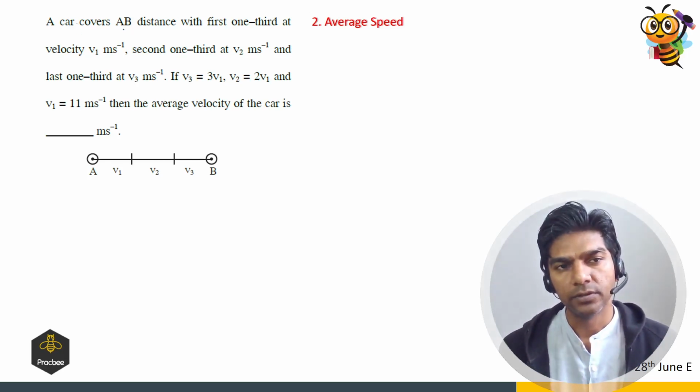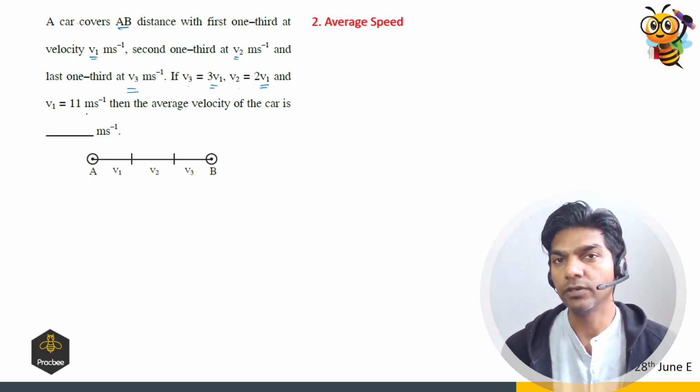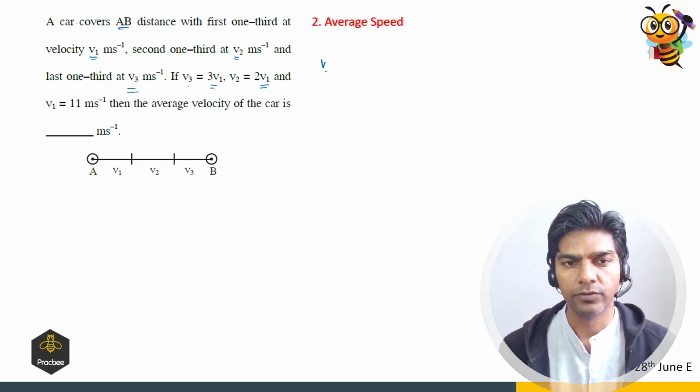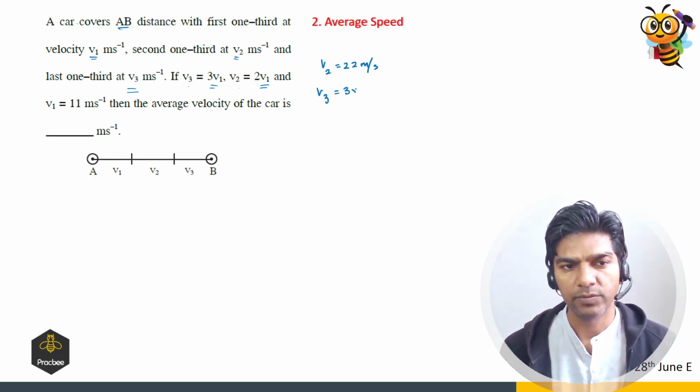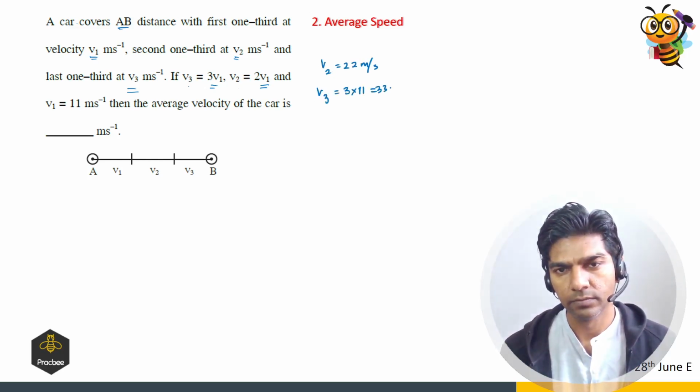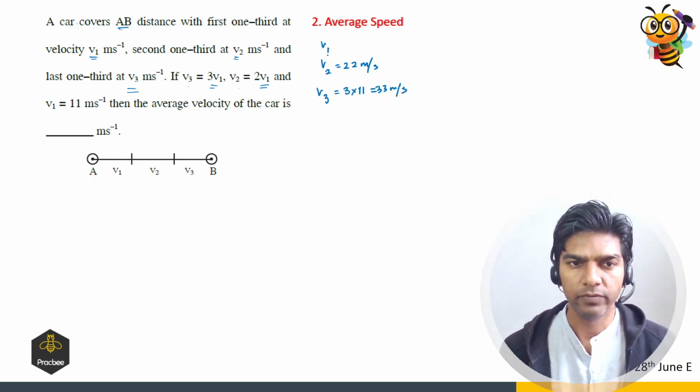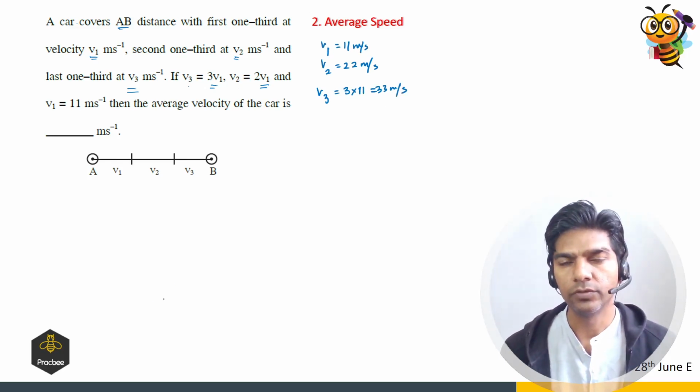A car covers AB distance with the first 1/3 at a speed of v1, the second 1/3 with v2, and the last 1/3 with the speed v3 meters per second. And we are given v3 is 3 times v1, v2 is 2 times v1, and v1 is equal to 11. So basically we have been given all the speeds, right? So v2 is 22, and v3 is 3 times 11, that will be 33, and v1 is given as 11.